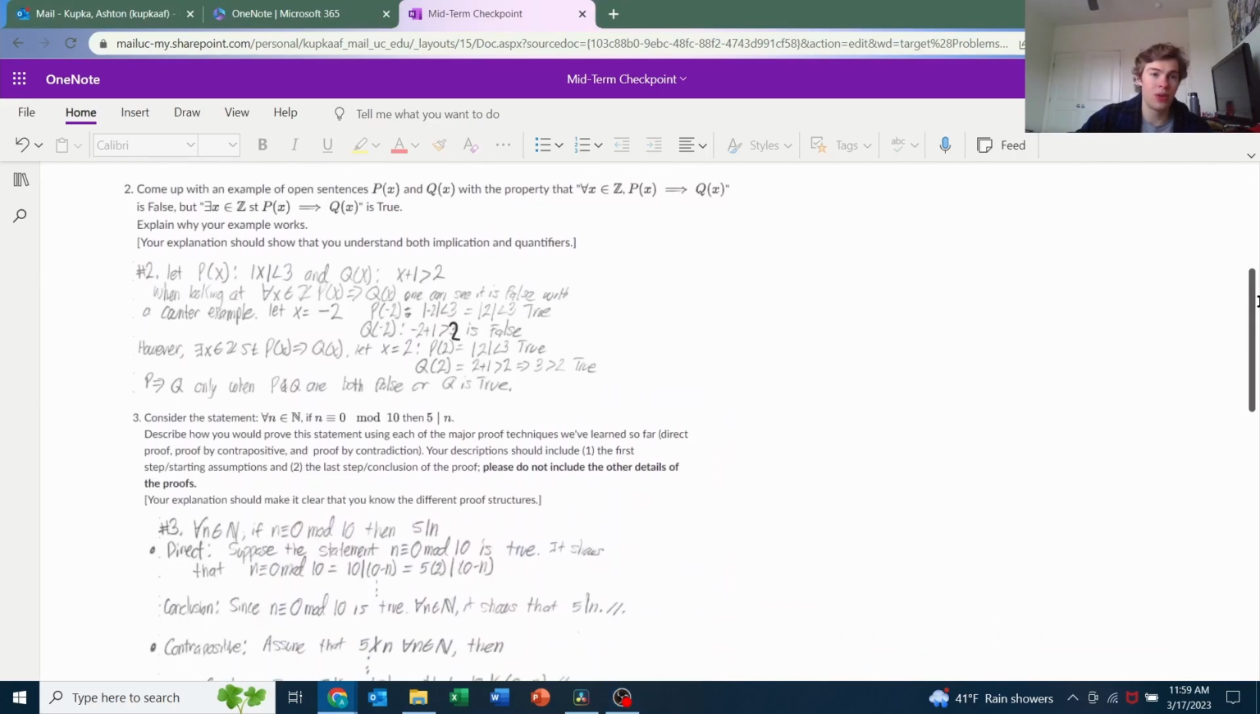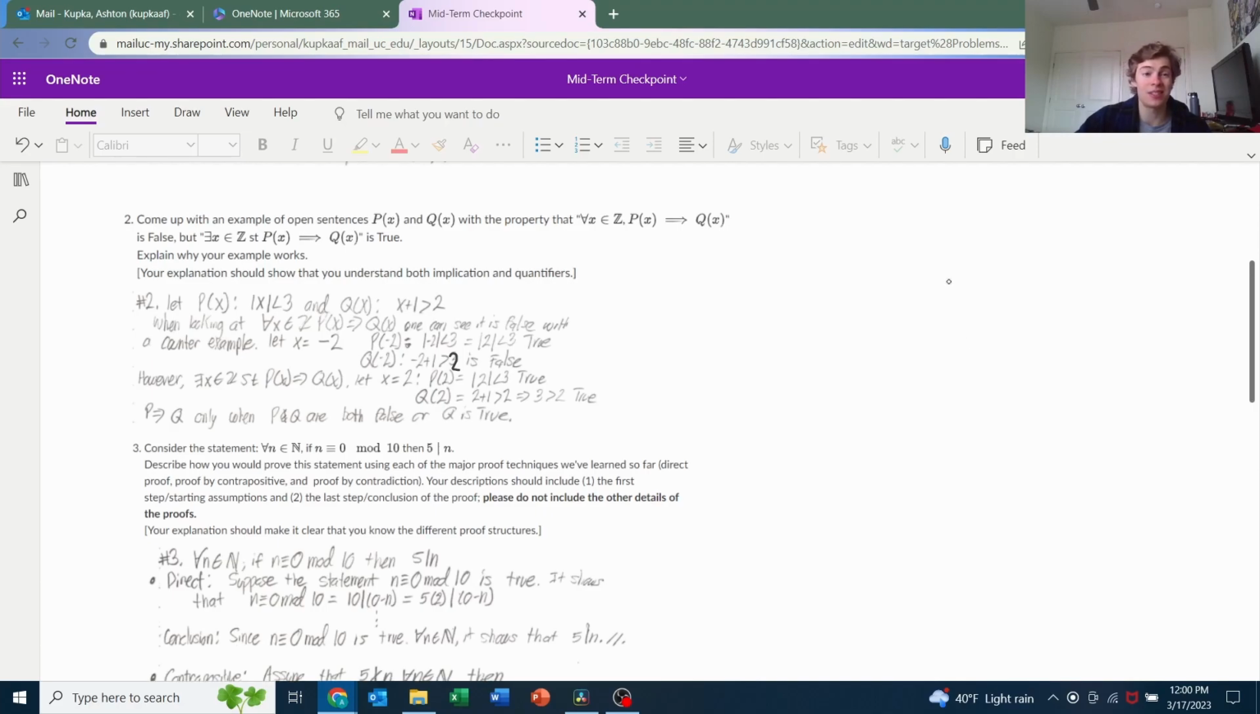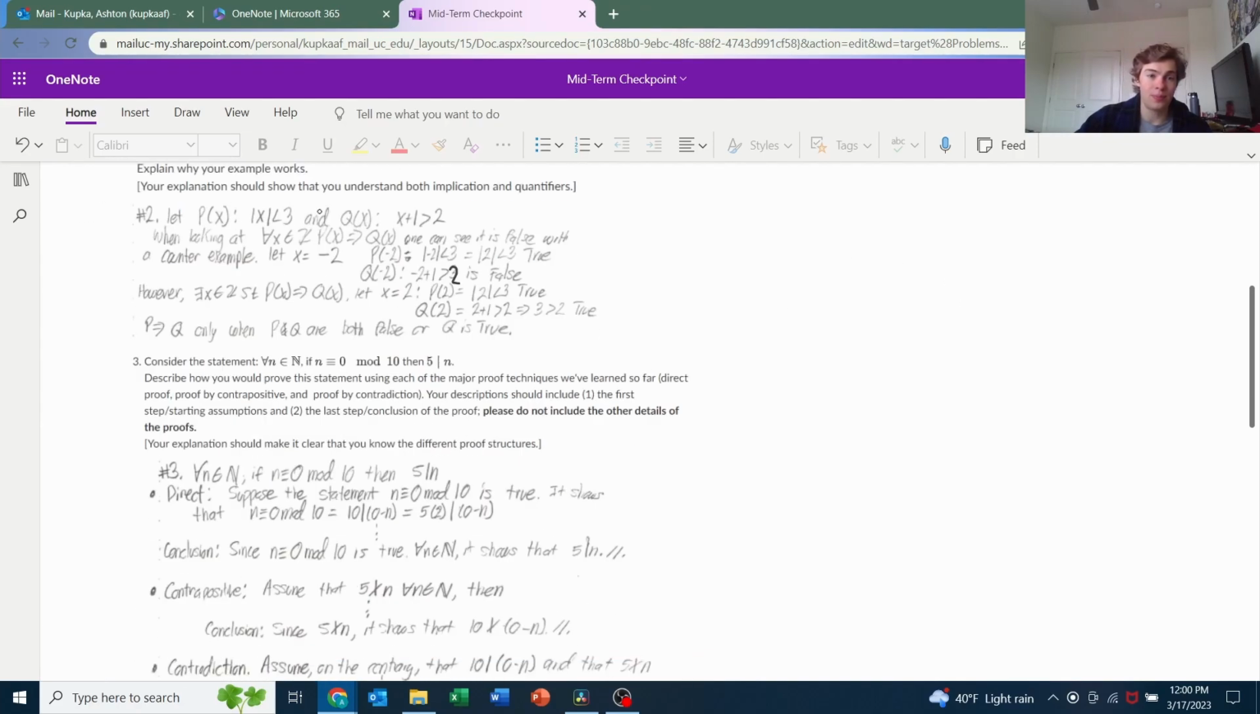Moving on to number 2, we can configure two open sentences P of x and Q of x with the property that for every x in the set of all integers, P of x implies Q of x is false, but there exists an x in the set of positive integers such that P of x implies Q of x is true. So, to disprove the first statement or make sure that it's false, we can just use a counterexample. So let, for example, P of x be the absolute value of x is less than 3, and Q of x be x plus 1 is greater than 2.